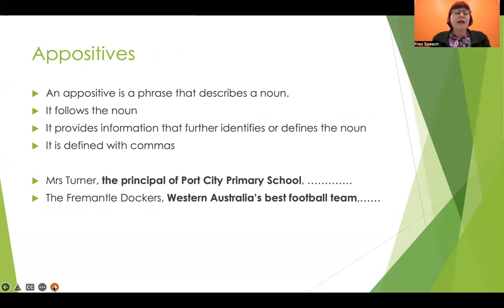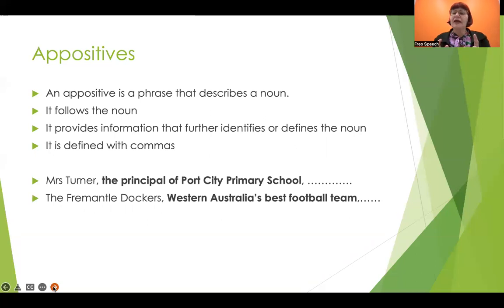Appositives. And an appositive is just a phrase that describes a noun, that follows the noun, and it provides more information about the noun, and it is defined, it has commas as its boundaries. So in Robot Goes to School, I wrote Mrs. Turner, the principal of Port City Primary School, raced after the wild robot. So the principal of Port City Primary School is the appositive there.